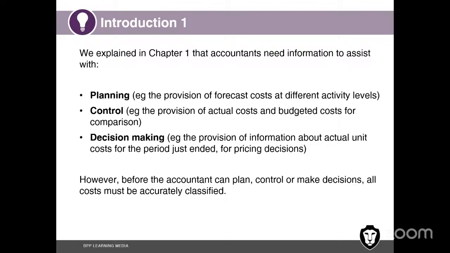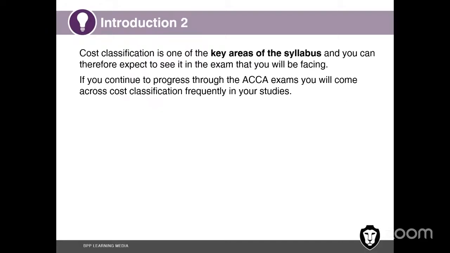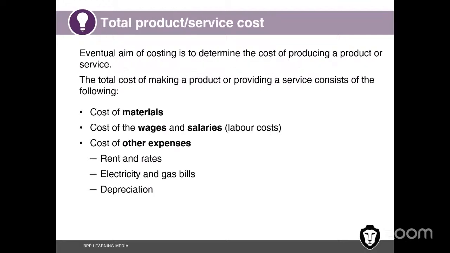In the first chapter, we spoke about the need for information to assist with planning, control, and decision making. Now, cost classification: the management accounting paper is normally called the costing paper, so cost classification is a key component of management accounting. The aim of costing is to know how much it costs to produce an item or a service. So generally we need to put information together to know the cost of materials, cost of wages and salaries, and cost of other expenses.